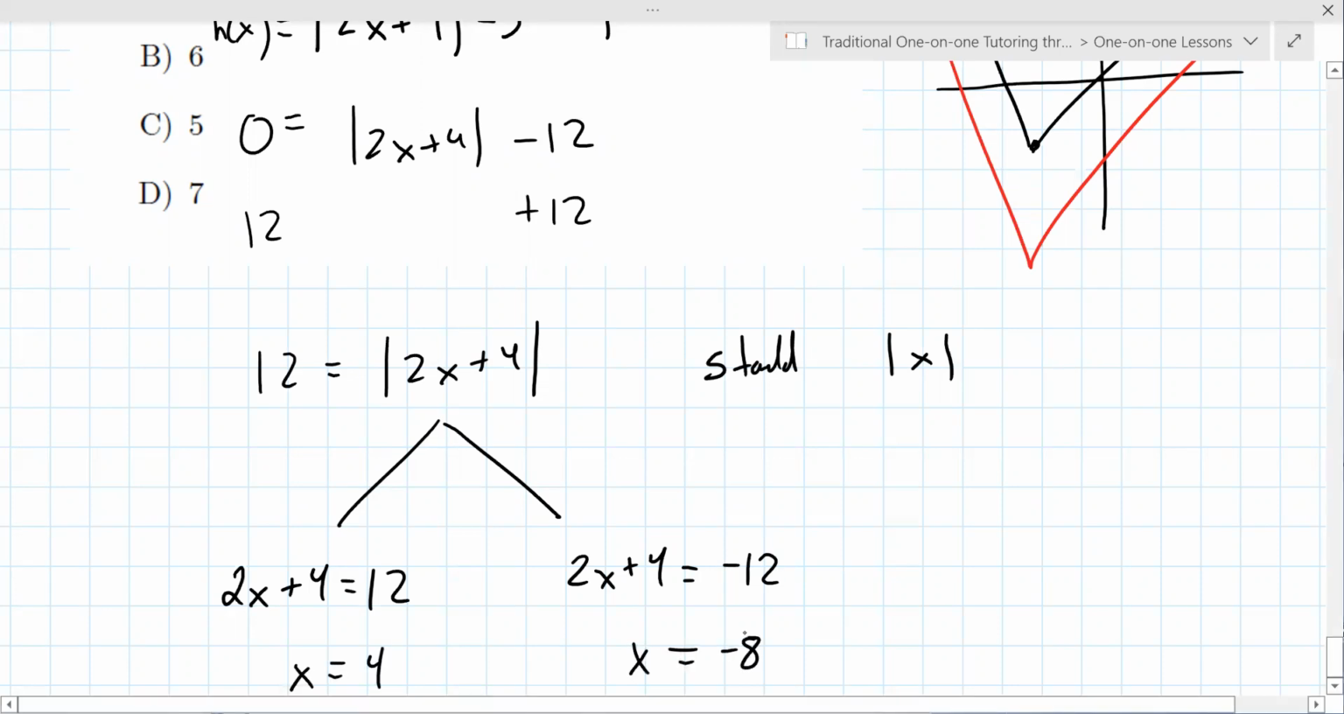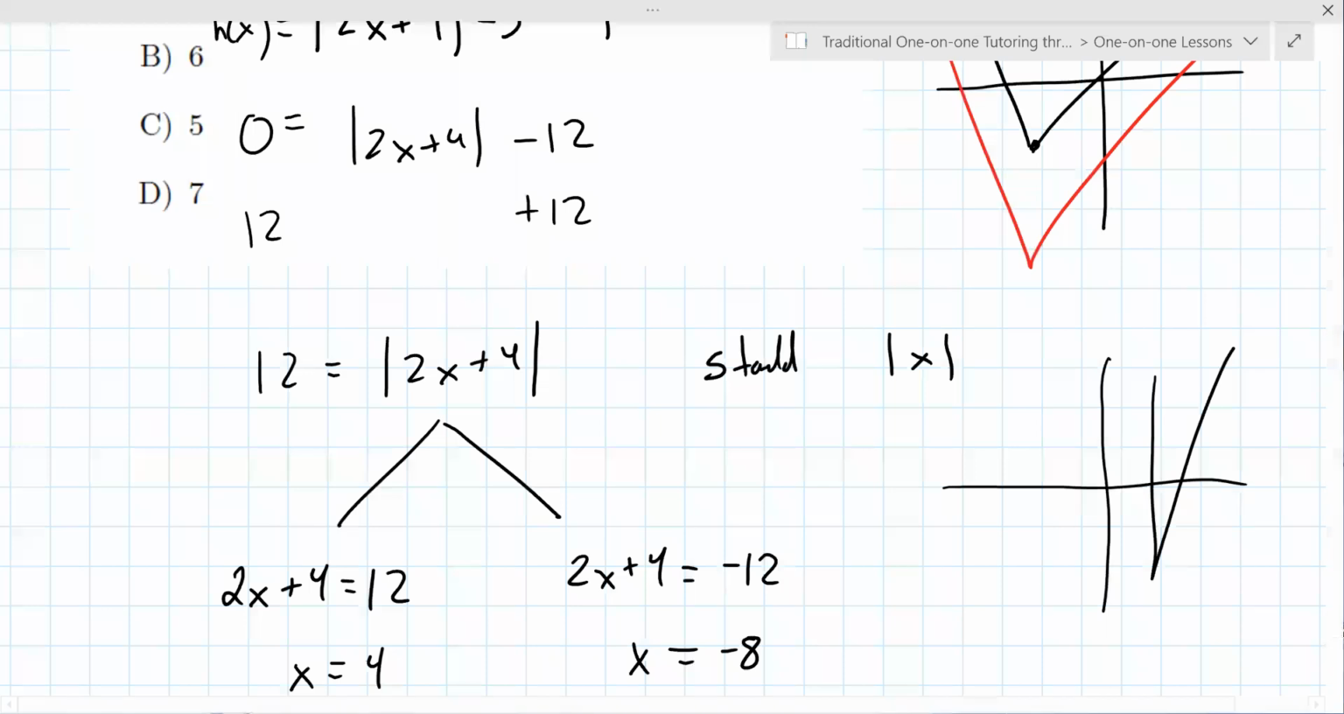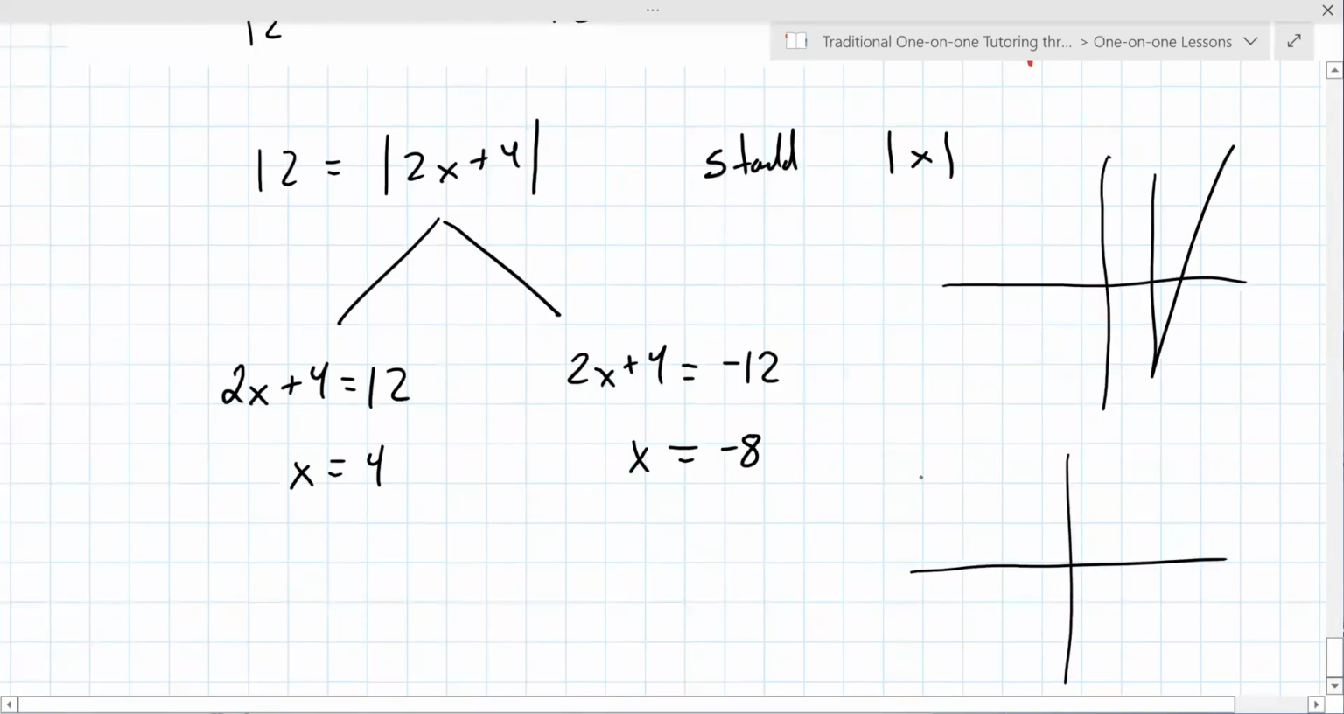Yep. Sometimes one's positive and one's negative. Sometimes they're both negative, both positive. That depends on how it's scaled. It really could be the case that you get one of each. Lots of possibilities.